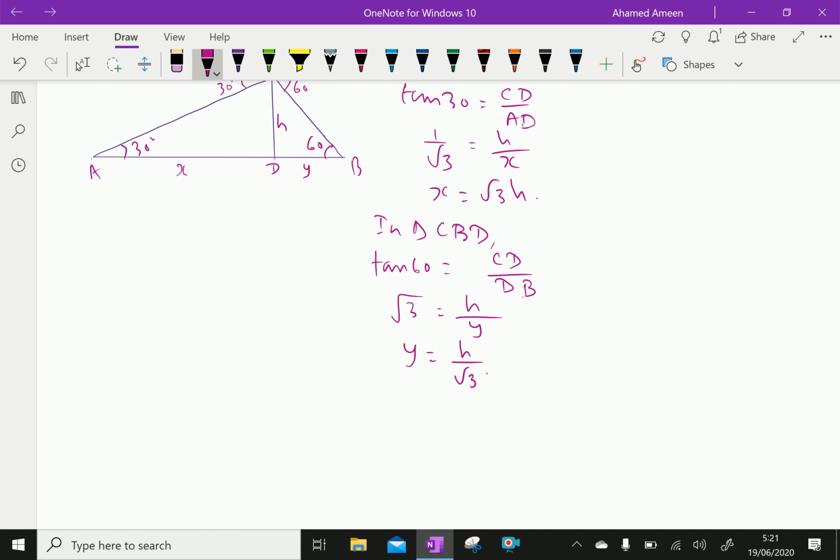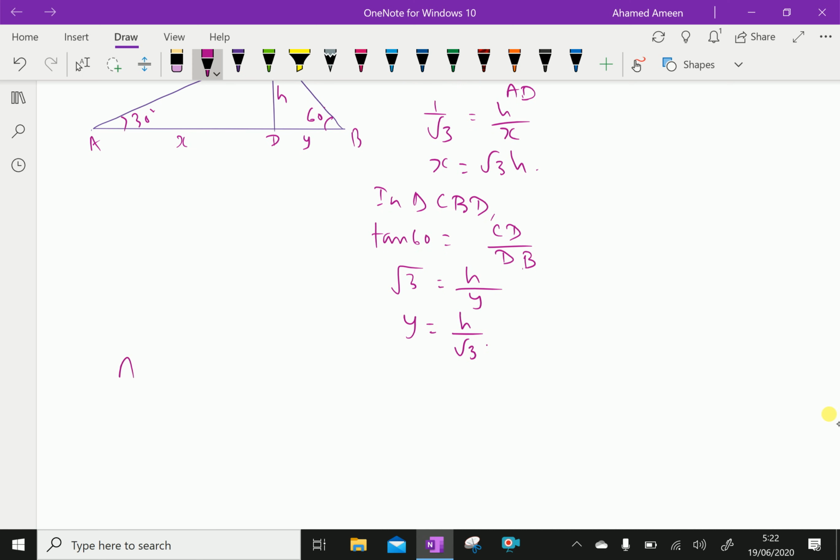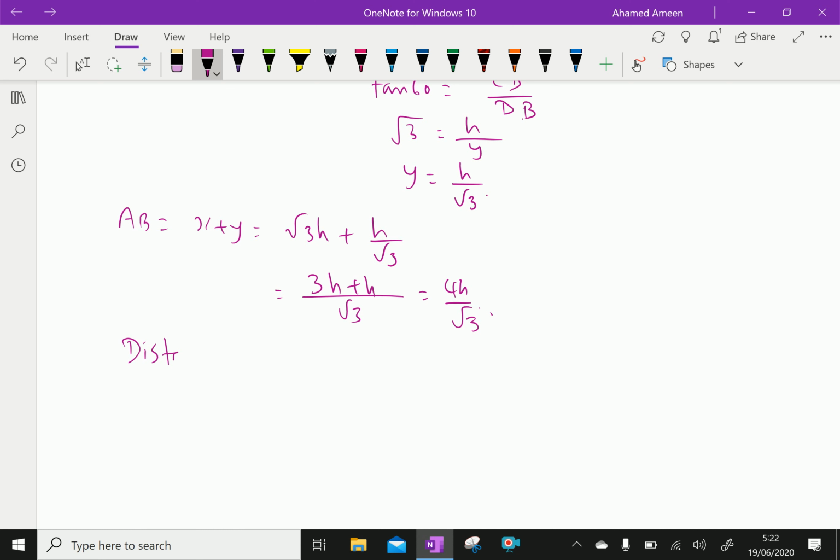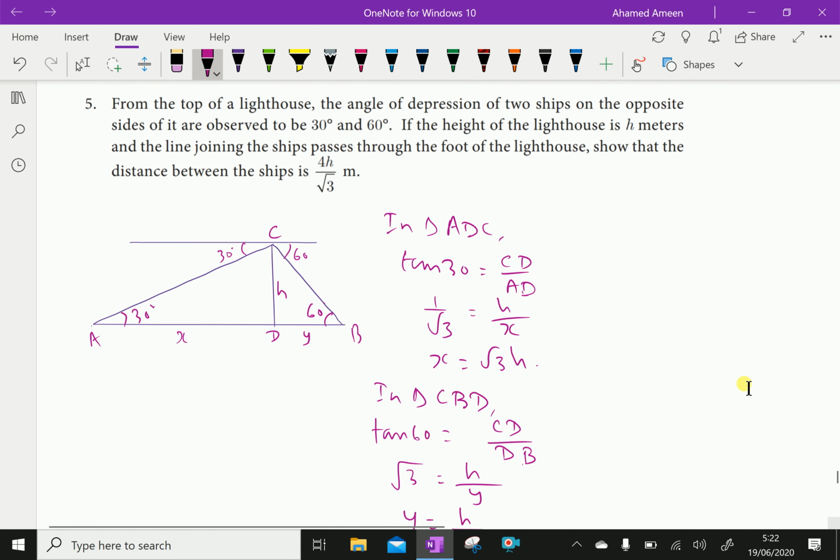Now, we have to find the distance between the ships, that is AB. AB equals X plus Y, where X is root 3 h and Y is h over root 3. So take LCM as root 3: root 3 into root 3 is 3h plus h, which is 4h by root 3. Therefore, the distance between the two ships equals 4h by root 3 meters. Hence we proved.